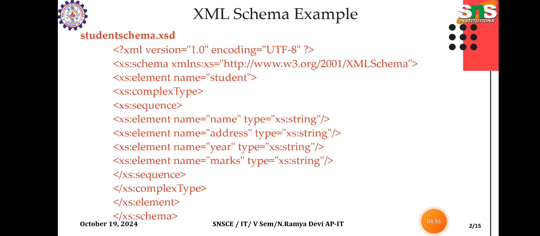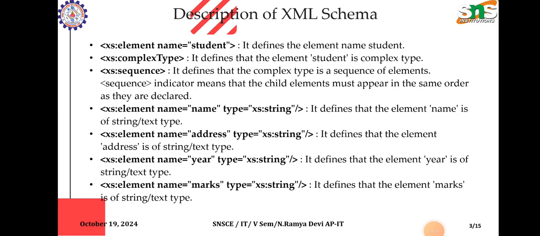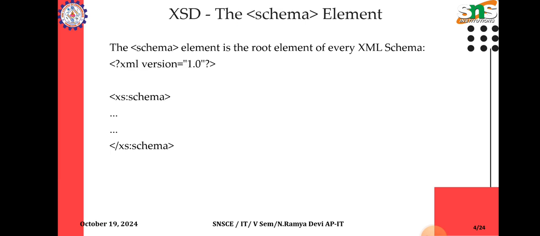So here, the element name student defines the element name student. The complex type defines that the element student is a complex type. The sequence defines that the complex type is a sequence of elements. The sequence indicator means that the child elements must appear in the same order as they are declared. Next, it defines that the element name is a string. It defines that the address is also a string, year is a string, and then the mark is also a string. So it also specifies the data types of them.